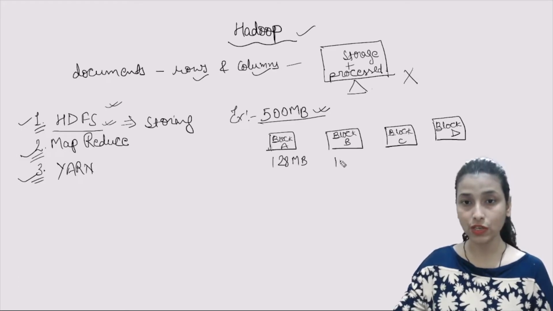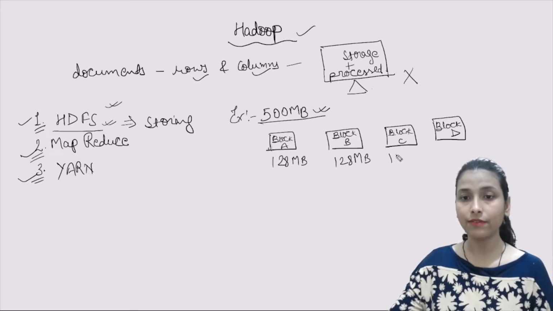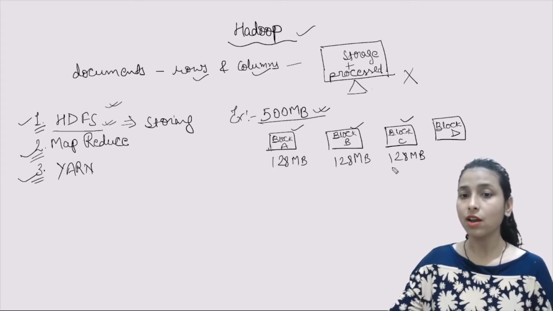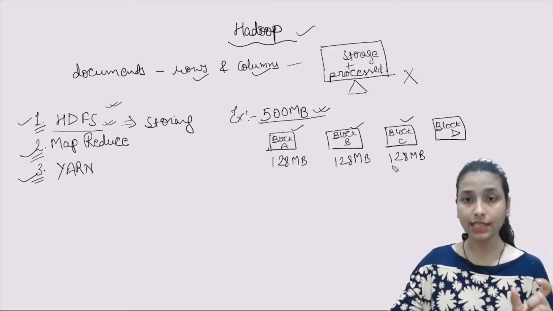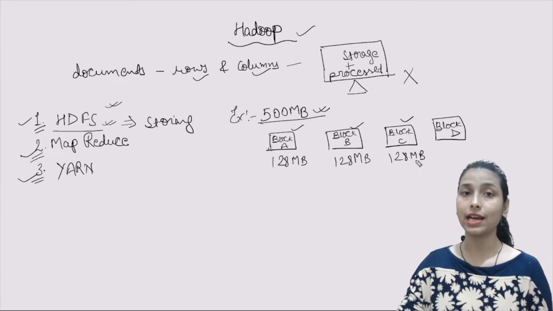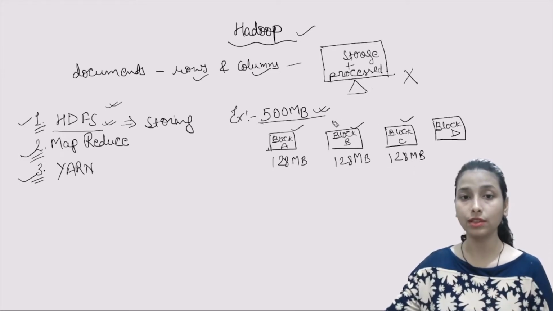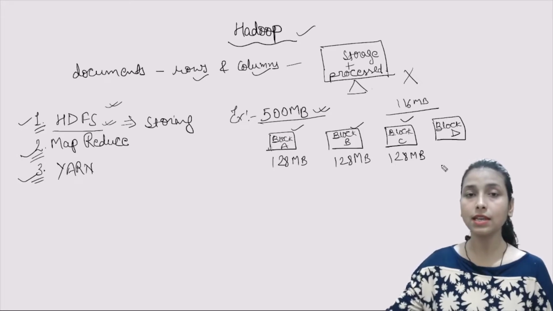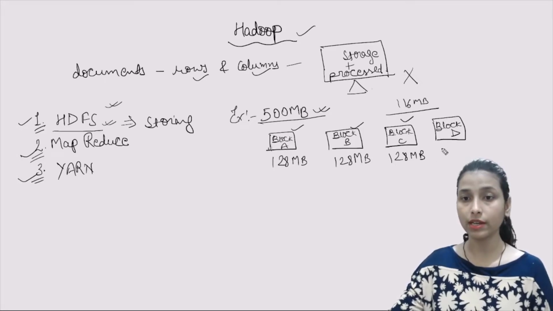128 MB of data will be stored in each of these blocks across the clusters. Fine. So 128 MB each will be stored in block A, block B and block C. And after that, whatever amount of data is left, once I have stored 128 MB in 3 blocks, I am left with 116 MB. So this remaining amount of data will be stored in this last block.